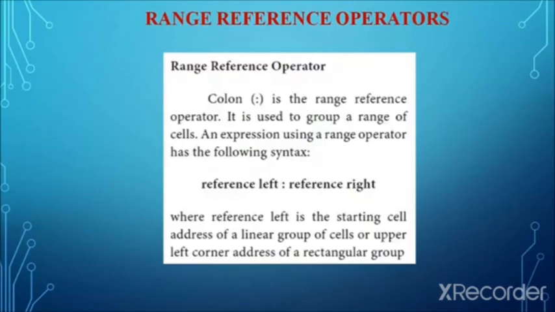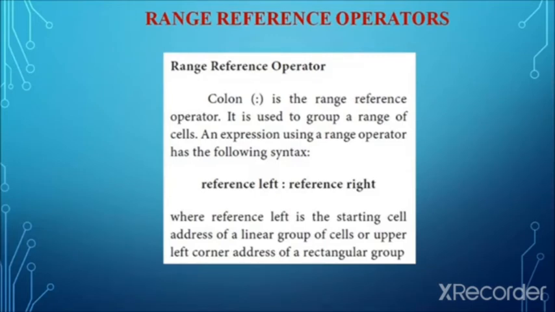Next one is the reference operator. The reference operator is mainly used for referring to cell ranges. Here the term range means a continuous group of cells. There are three types of reference operator available. The first one is the range reference operator, the second is the range concatenation operator, and the third is the intersection operator. First we see the range reference operator.